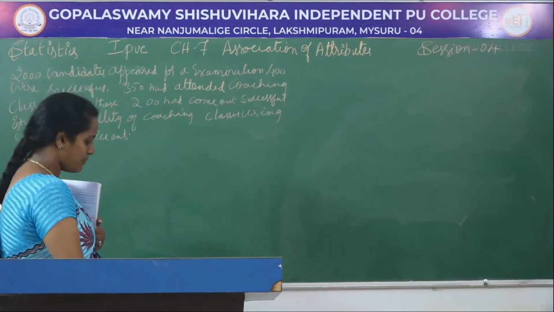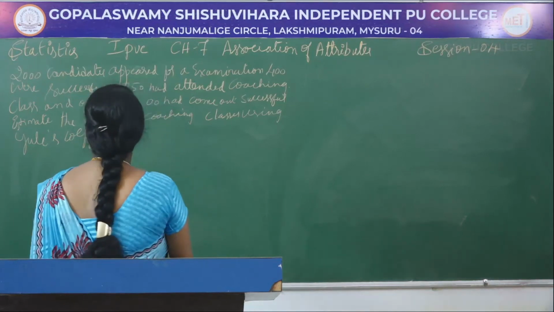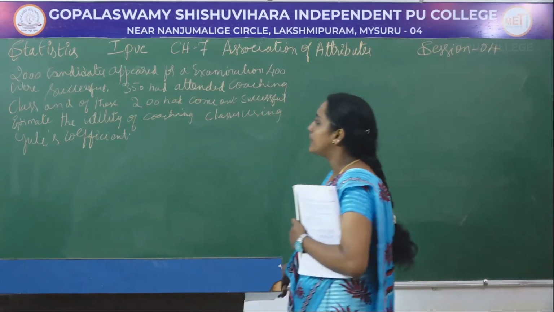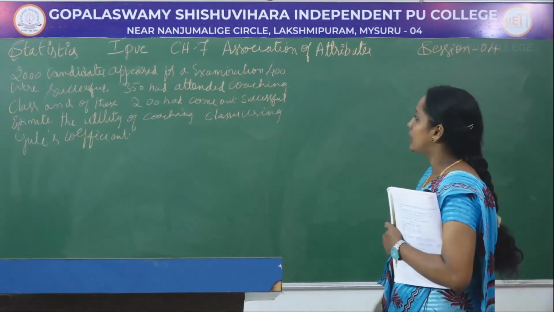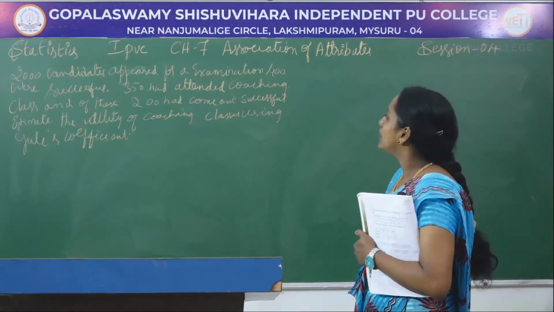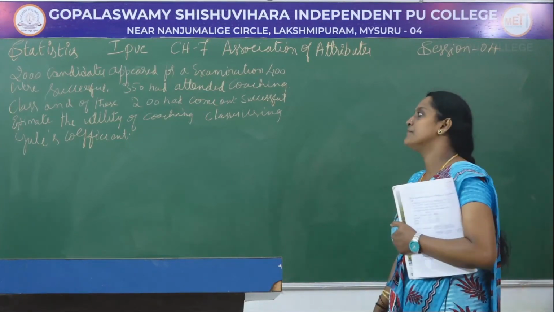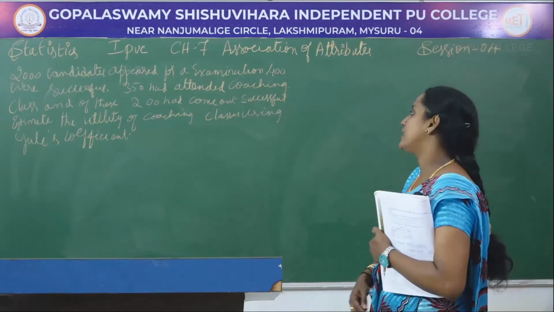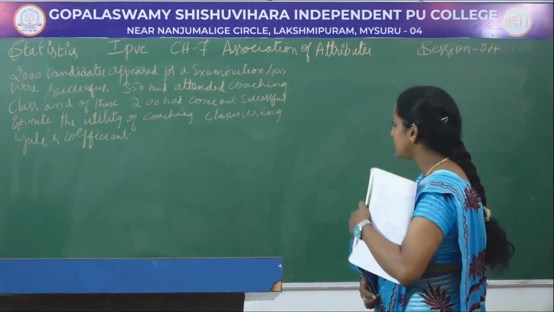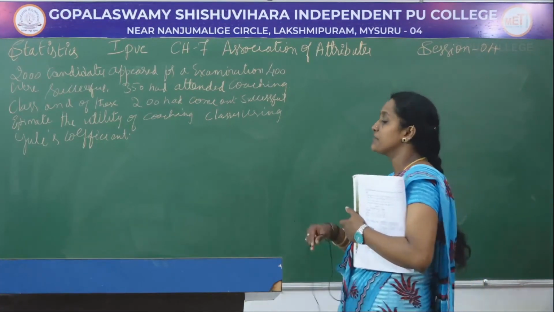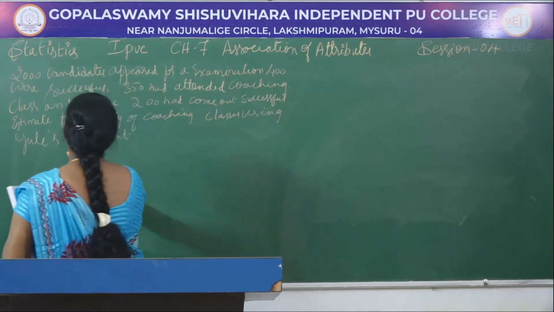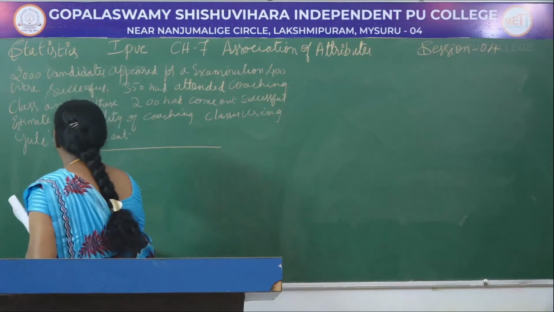Yes, this is the problem actually they have given. For this problem, we have to find the Yule's coefficient. See here, 2,000 candidates appeared for an examination. So 400 were successful, 350 had attended coaching class, and of these 200 had come out successful. Estimate the utility of coaching classes using Yule's coefficient. First, frame the table, contingency table, then we'll move for the Yule's coefficient.